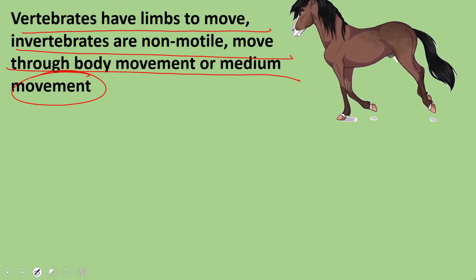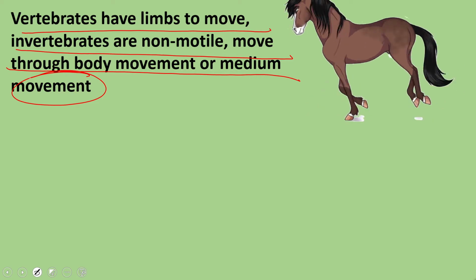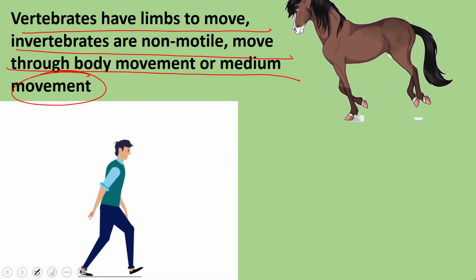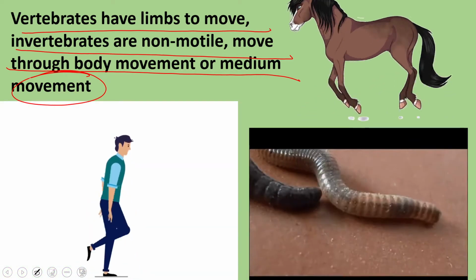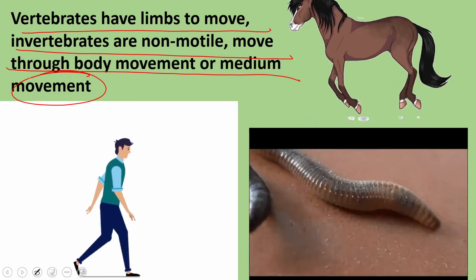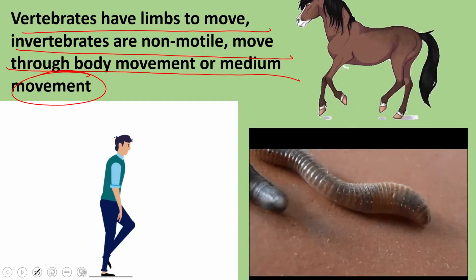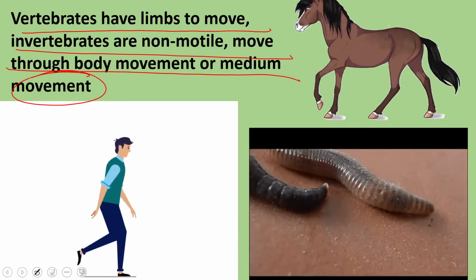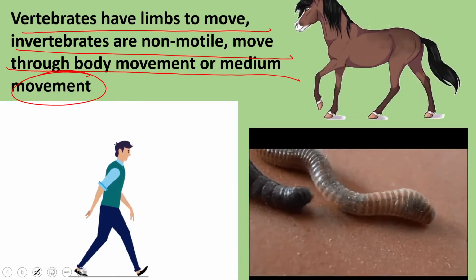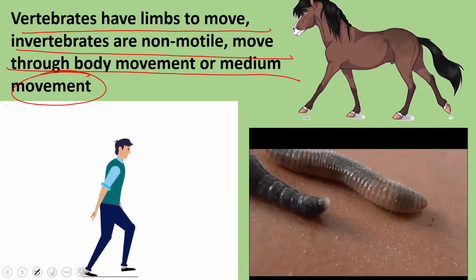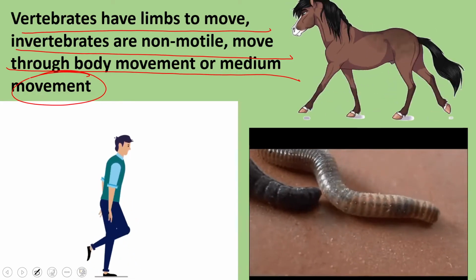So here you can see the horse. It has well-developed legs to move from one place to another. Human beings. Now, here you can see an earthworm. So it has to move with the help of its body. Okay, तो इसके अंदर कोई well-developed organ नहीं है for movement. ठीक है, तो ये ring के जो है एक जगह से दूसरी जगह जाता है.